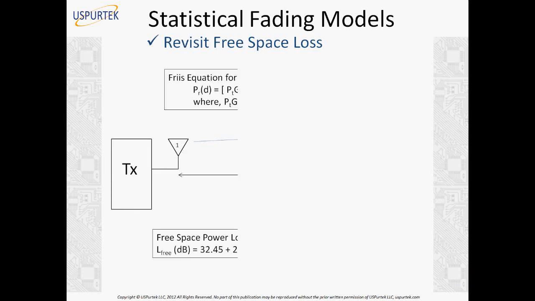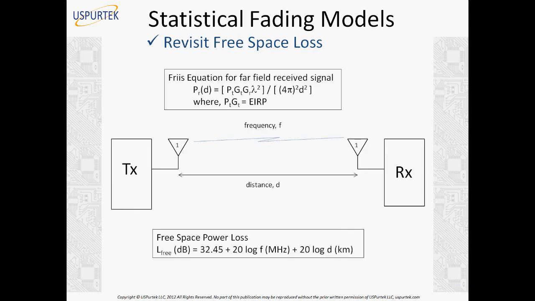Okay, let's revisit the free space loss a little. This is just a recap from the previous webinar. So we remember that this is the equation we use for free space power loss in decibel form, where we have to input the frequency in megahertz and the distance in kilometers. And it is derived from the Friis equation. And I hope you are all familiar with the EIRP, the equivalent isotropic radiated power.